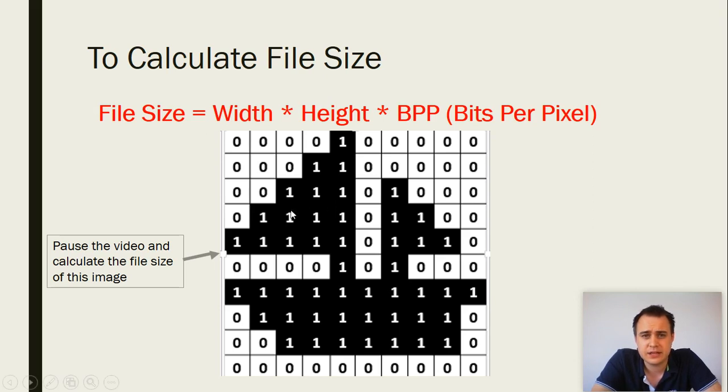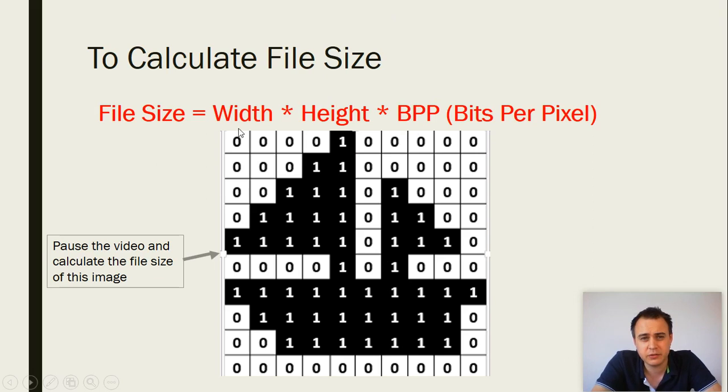Basically, here, let's have a look at the width. 1, 2, 3, 4, 5, 6, 7, 8, 9, 10. So we've got 10 for the width. Let's figure out the height. 1, 2, 3, 4, 5, 6, 7, 8, 9, 10. So we've got 10 for the width, 10 for the height.